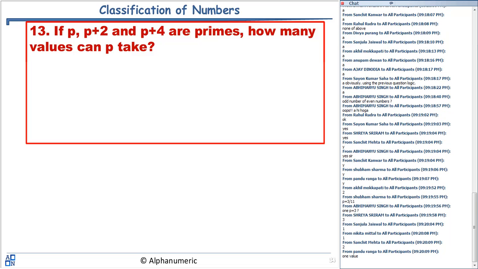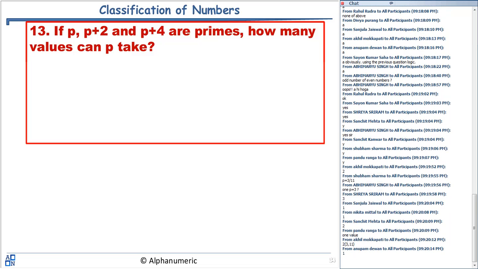Okay. Now, let's see here. Remember one thing. First of all, let's try with 2 and 3. First do hit and try. If you take P as 2, then P plus 2 is 4 and P plus 4 is 6. This is not possible. But what about 3? If you take P as 3, then 3 plus 2 is 5 and 3 plus 4 is 7. So 3, 5, 7, all the 3 numbers are prime. The question is, for how many values of P are all the 3 numbers prime? So 3 is definitely satisfying. But what about 3?